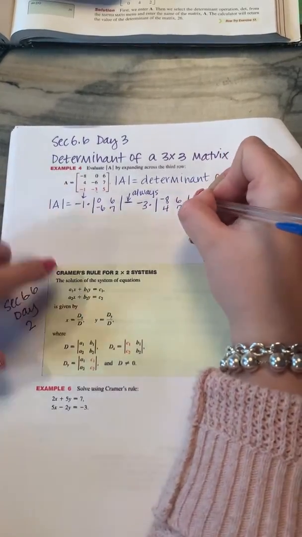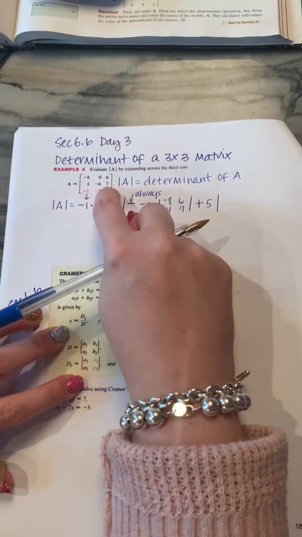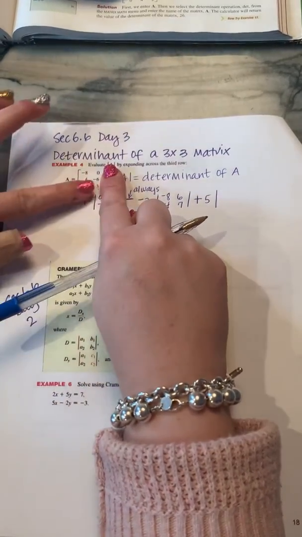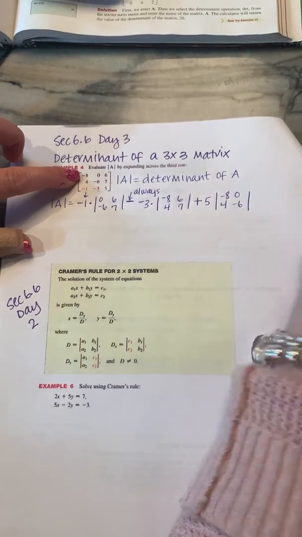And then finally, we can put a plus sign here. Our last coefficient is a 5, and I'm ignoring this row, and this time it's in the third column. So then my leftover numbers are here: -8, 0, 4, and -6.